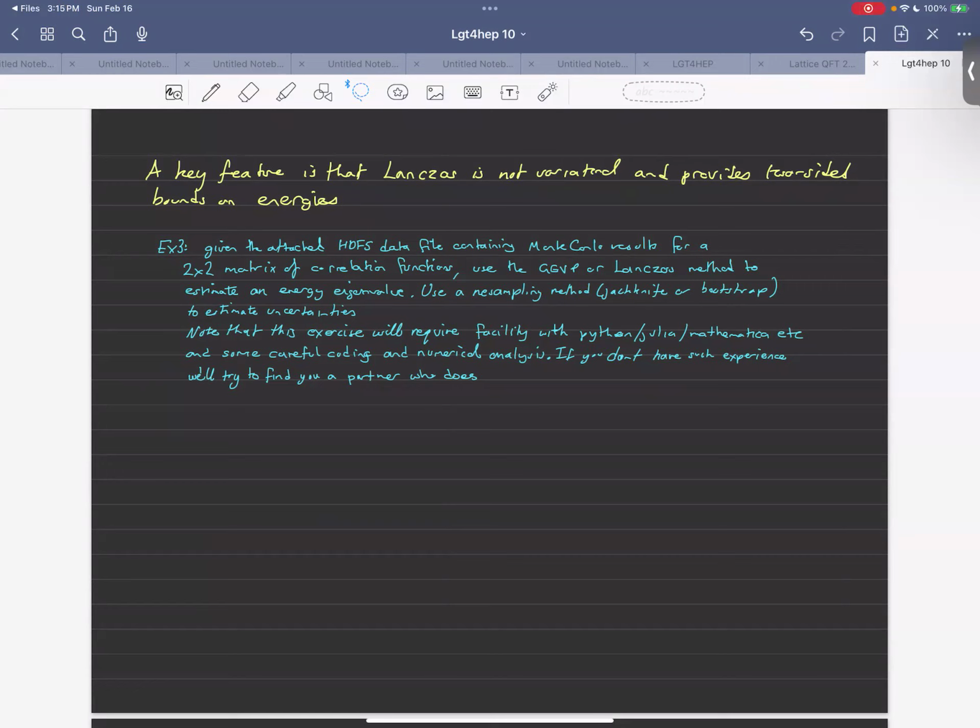Okay, so this is going to require some facility with Python or Julia or Mathematica or something, and some careful coding and numerical analysis, and it might take a little while. If you don't have this background, then during the lectures, we'll try and find you a partner who does, and you can talk through it with them.